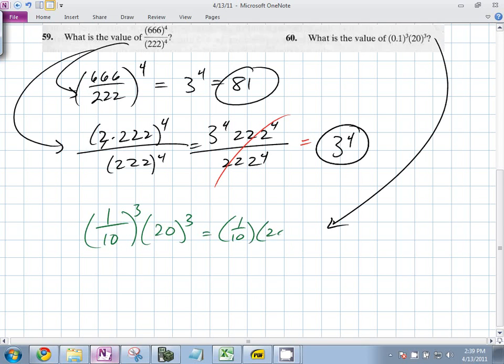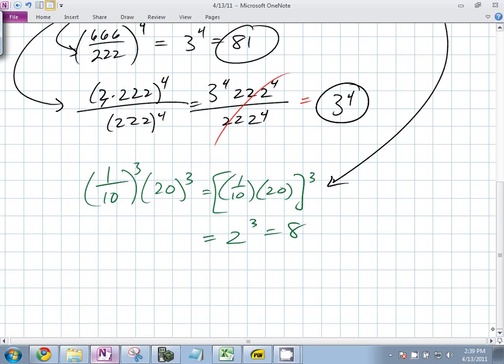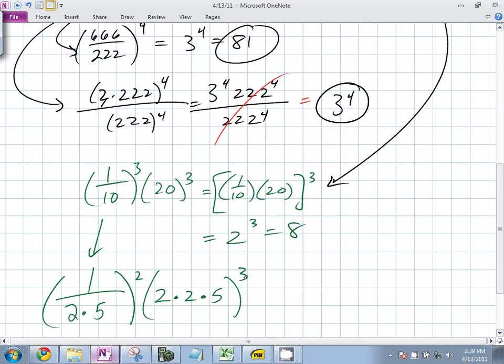What's 1/10 of 20? There's one way to think about it. Absolutely. Another way to think about it. What is 10? 2 times 5 squared. And what's 20? 2 times 2 times 5 cubed. Sorry, that's cubed, right? So what does that equal?